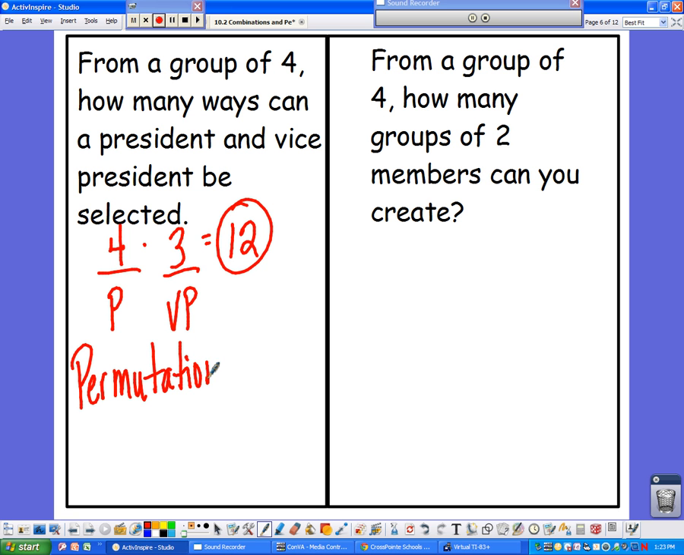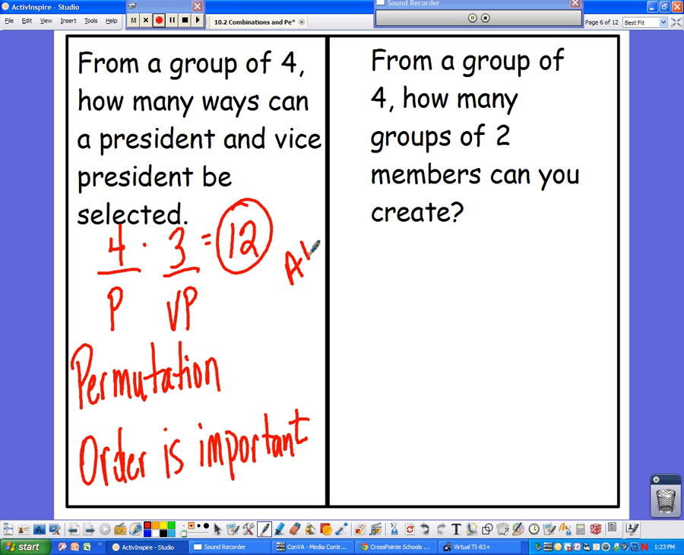On permutations, the order matters, or it is important. In other words, if you remember when I picked person A and person B, and then if I pick person B and person A, those are 2 different outcomes, because in the first case, person A is the president, person B is the vice president. In the second case, person B is the president and person A is the vice president. So those are 2 different outcomes, so you have to count those.